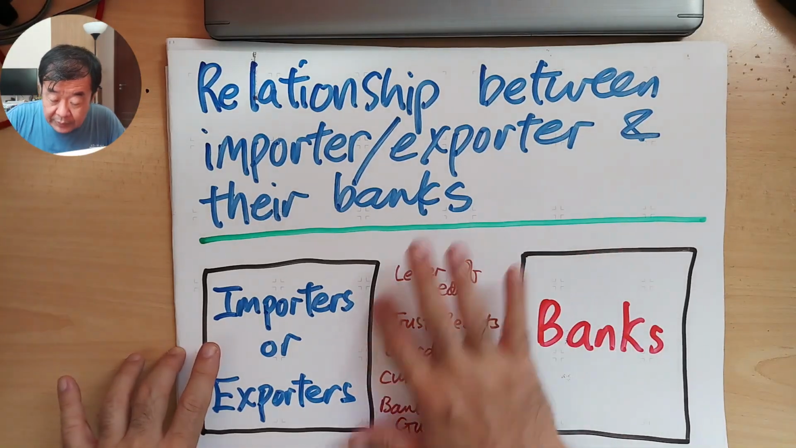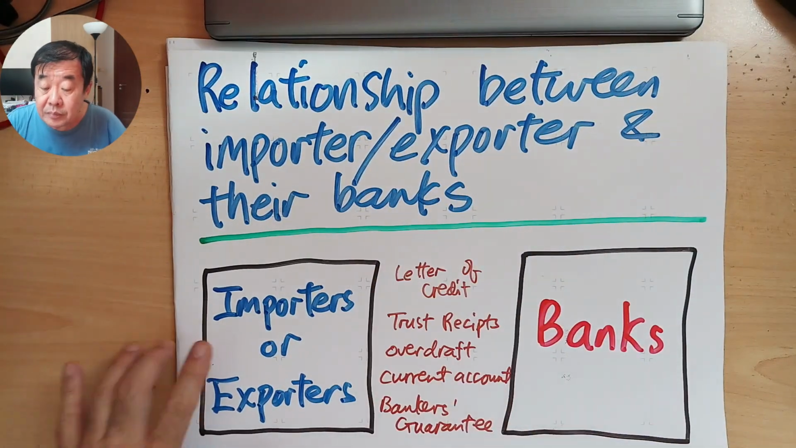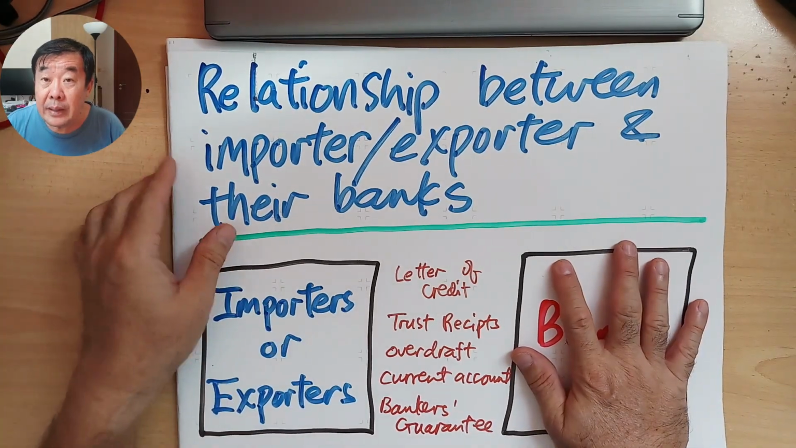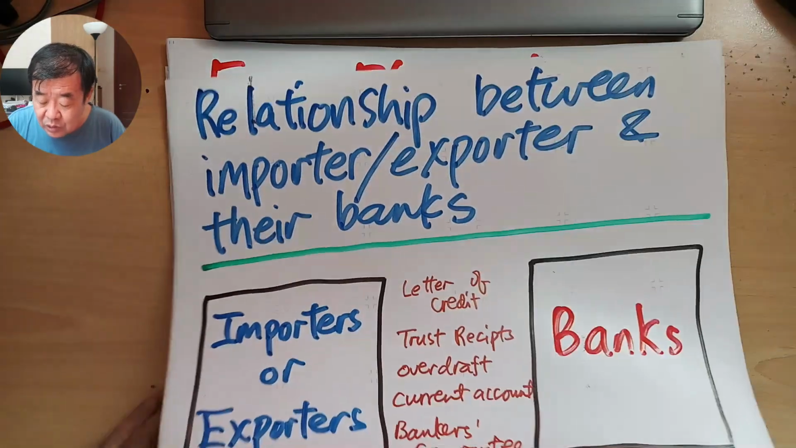Now let me see the next slide: what is letter of credit and what is trust receipt. I will go deeper at the subsequent slide. The rest is quite straightforward.